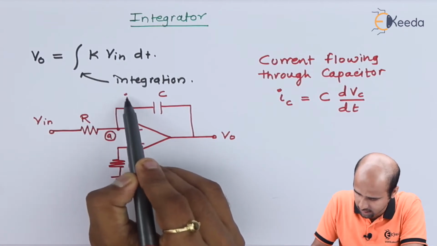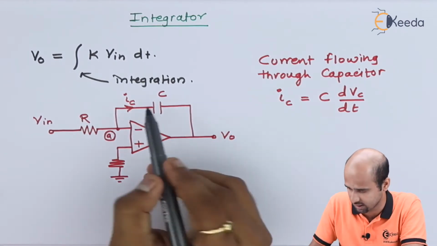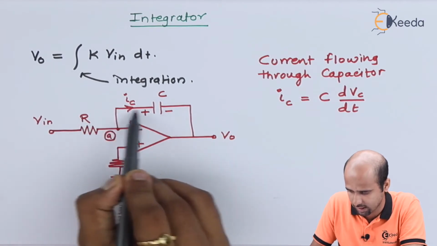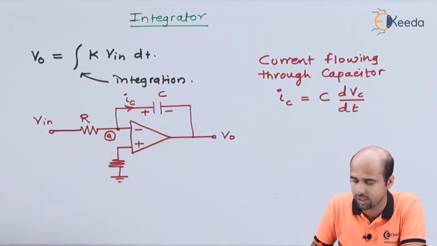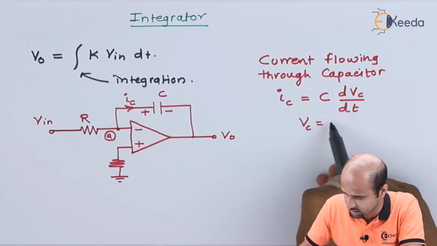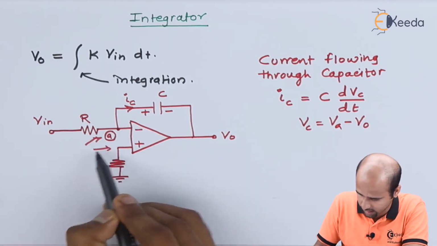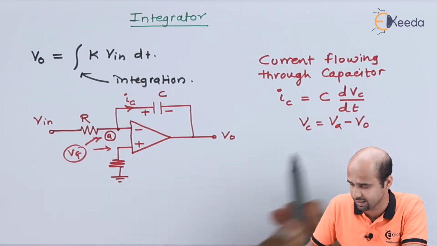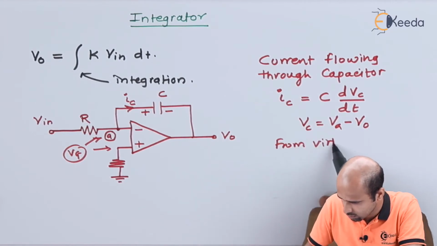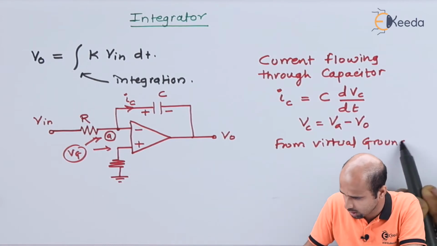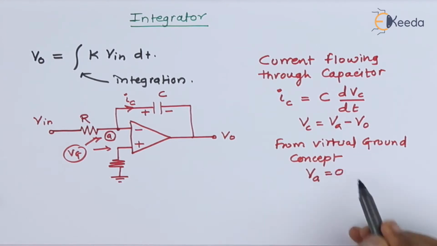We will say that this is current IC, but the question arises, what exactly is the value of Vc, that is, the voltage across the capacitor? If we take this plus and this minus, under consideration of the direction of this current, then I get VA minus VO is nothing but the value VC. VC is nothing but VA minus VO. I know, by using the virtual ground concept, that VA is equal to 0 volts.